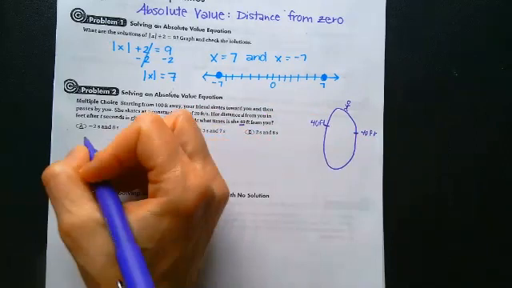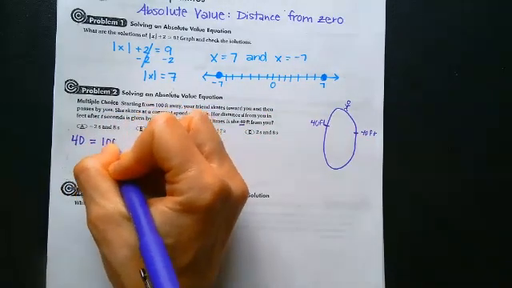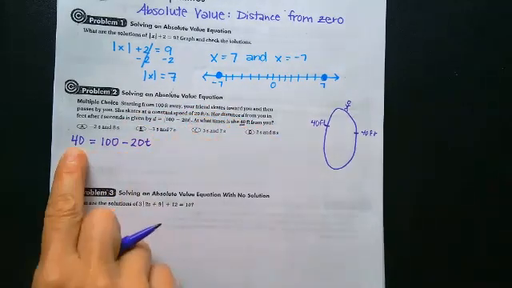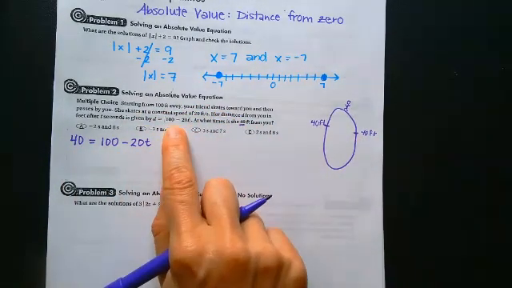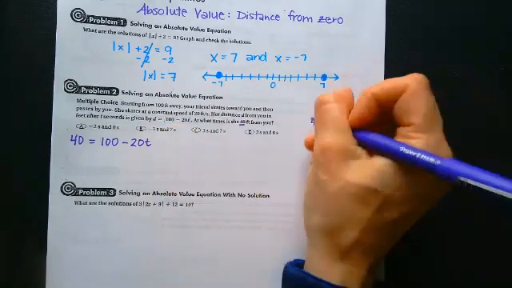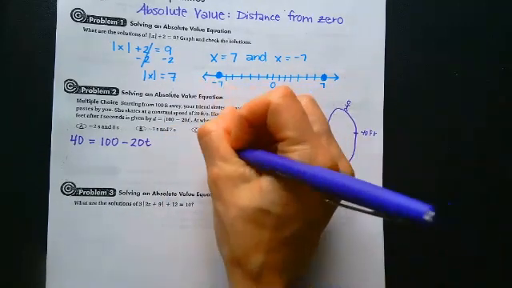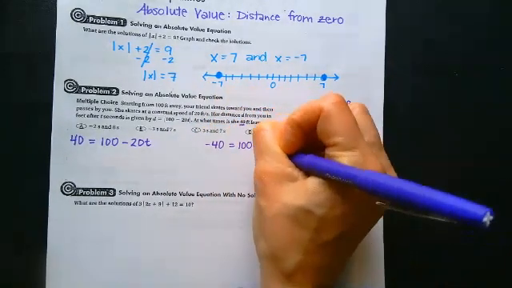So that's what's going to be our distance. So 40 equals 100 minus 20t. We're looking for when she's 40 feet away here, right? Now, the other one that we're really looking to solve for is when she's 40 feet away from you. So we're going to solve for when it's -40 as well. -40 equals 100 minus 20t.